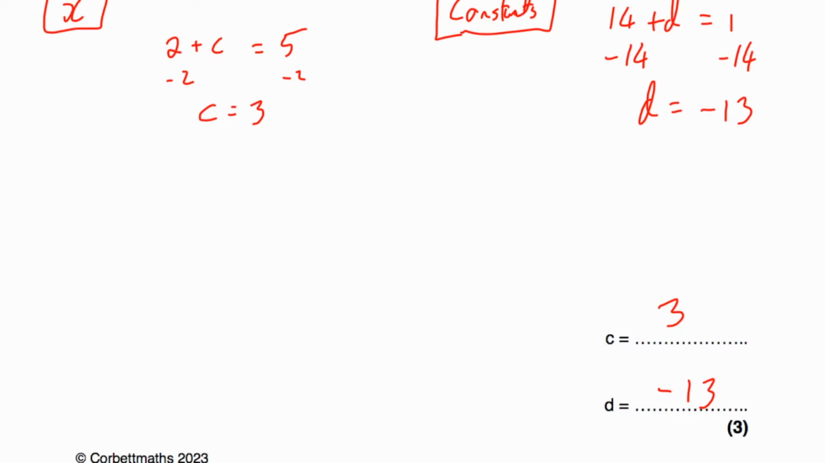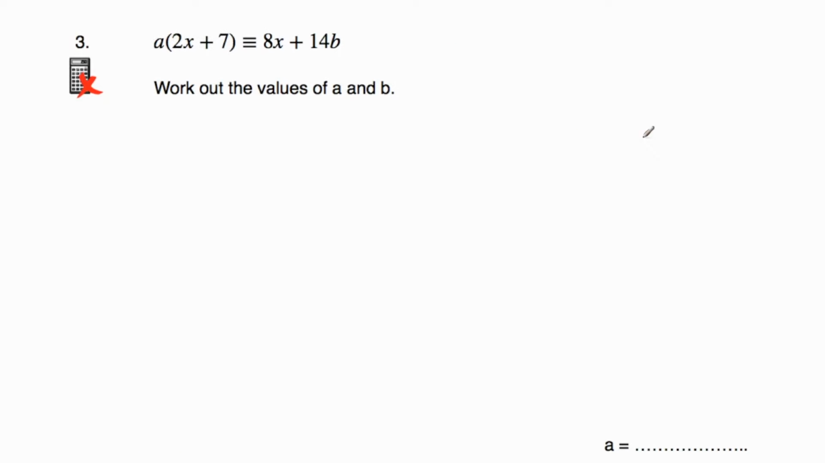Okay, let's have a look at our next question, question number 3. We've got a(2x + 7) is equivalent to 8x + 14b, and we've been asked to work out the values of a and b. So let's expand our brackets on the left hand side.